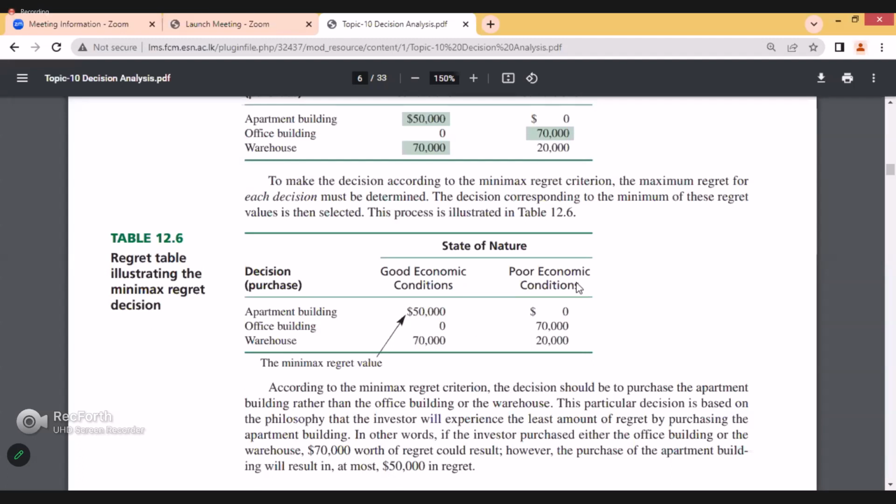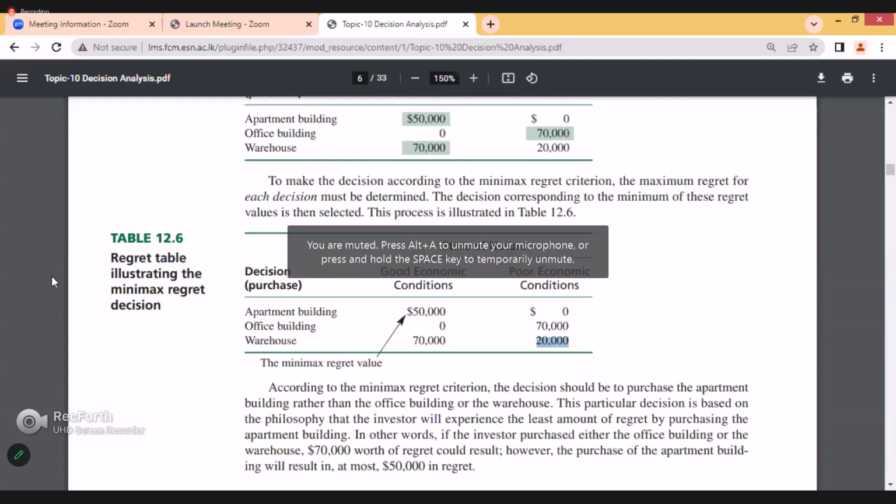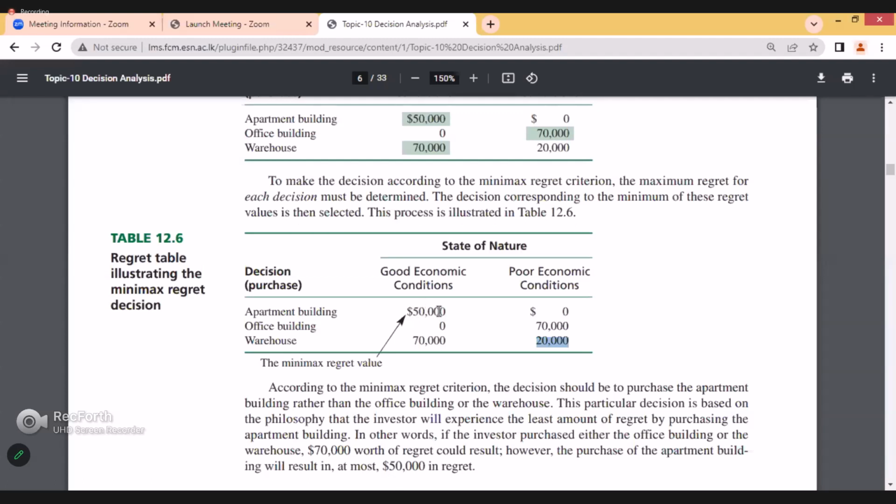Poor economic conditions, minimum is 20,000. That is the range. Carefully think that according to the regret table, good economic conditions, minimum is 50,000. And poor economic conditions, minimum is 20,000. You don't need to consider zero because zero is nothing. So out of these two minimum values, we have to consider the maximum. That's why 50,000 is selected.